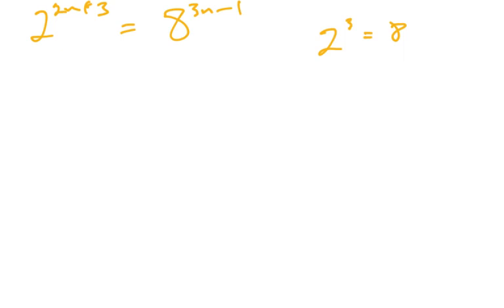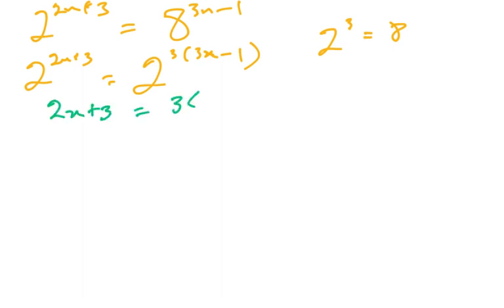So there we are going to get something like 2 exponent 2x plus 3 is equal to 2 exponent 3 multiplying 3x minus 1 here. Now we are going to equate per exponent to be able to solve this problem. So we are going to get 2x plus 3 should be equal to 3 multiplying 3x minus 1 here.